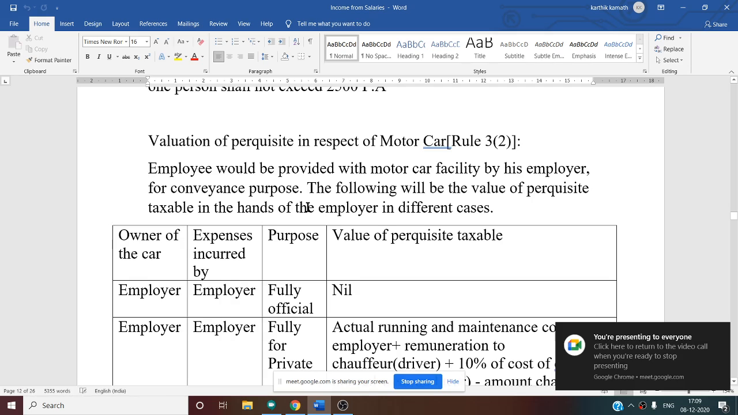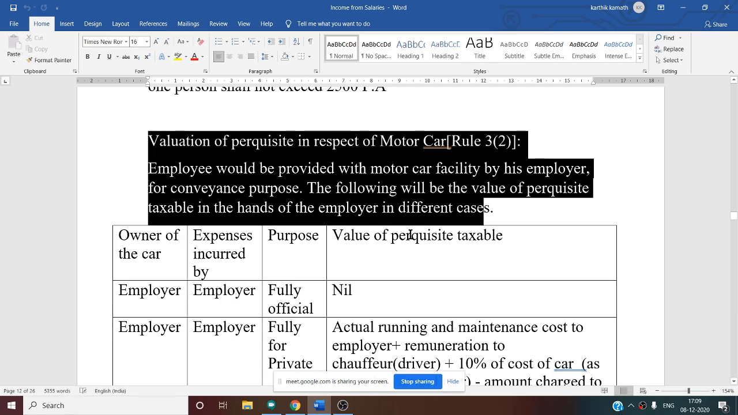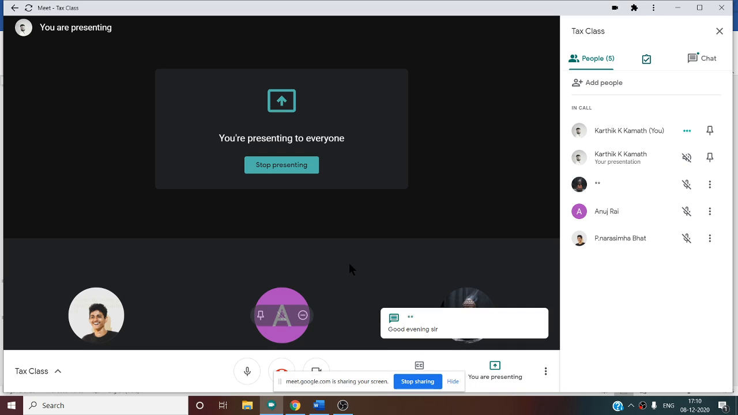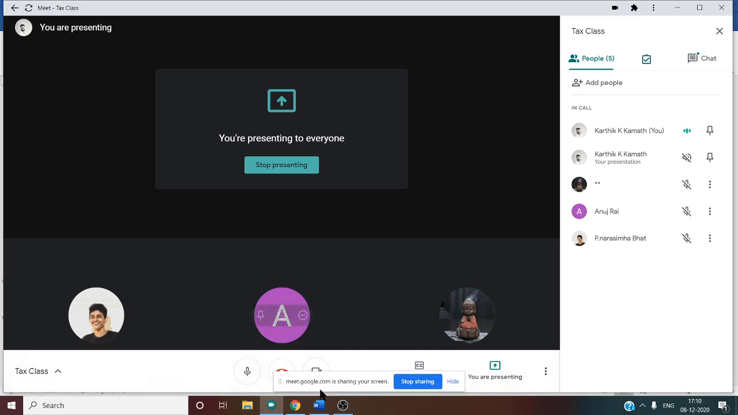Once again, we'll go through the rules. Valuation of perquisite in respect of motor car. So here, the employee would be provided with motor car facility. So usually what happens here? The employee will be given car facility. It may be for personal purpose or it may be for official purpose.